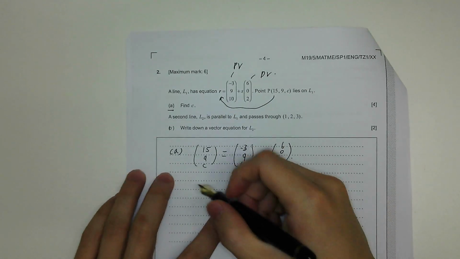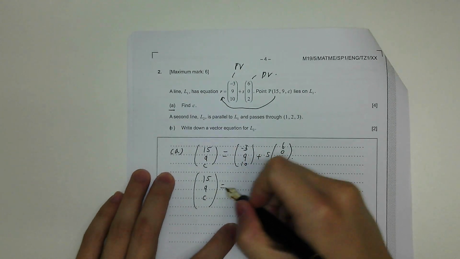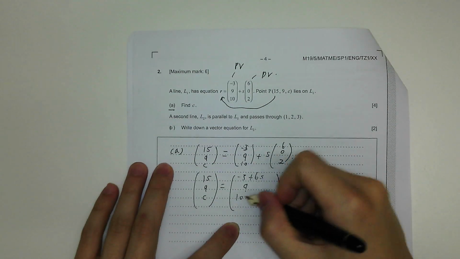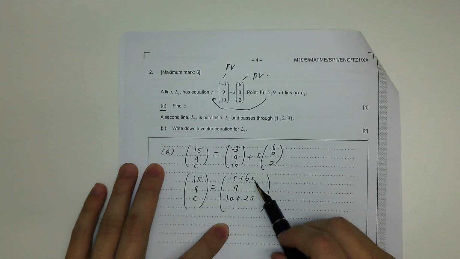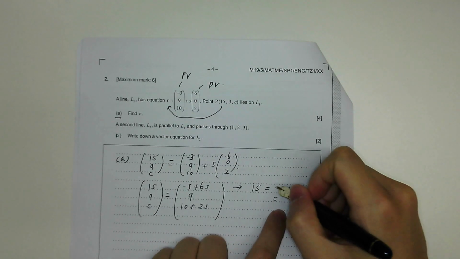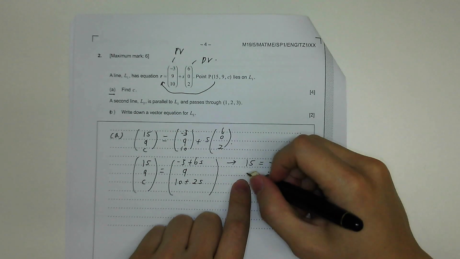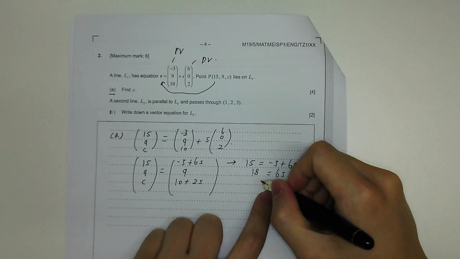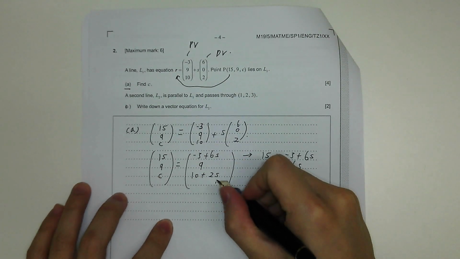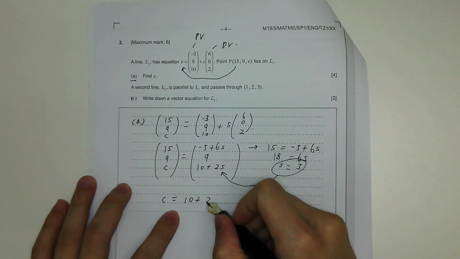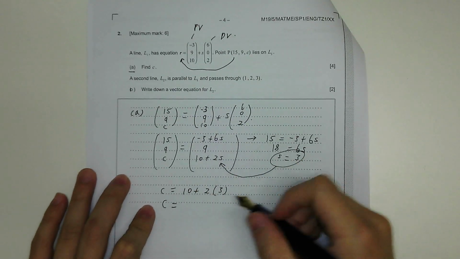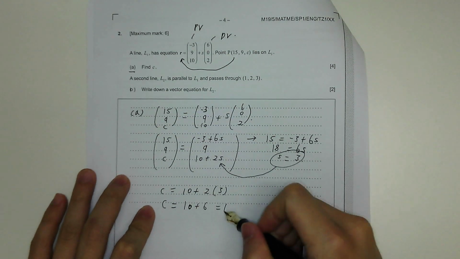And then we can expand the right hand side. Left hand side, keep it unchanged. (-3 plus 6s, 9 plus 0, 10 plus 2s). So the first row we can solve for s, right? 15 equals -3 plus 6s. We move the -3 to the left hand side, so plus 3 on both sides. 15 plus 3 is 18 equals 6s. So s equals 18 divided by 6, which is 3. Now we know s equals 3, and we sub this back to the last row. z equals 10 plus 2 times s, where s equals 3. So z equals 10 plus 6, 16.